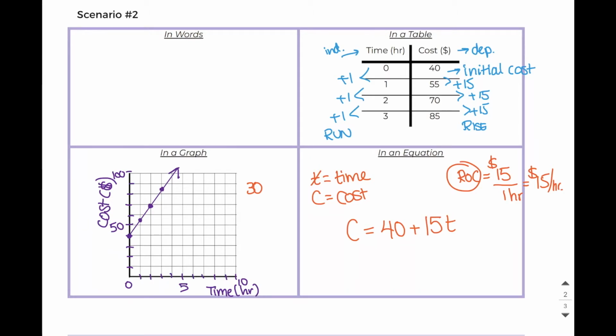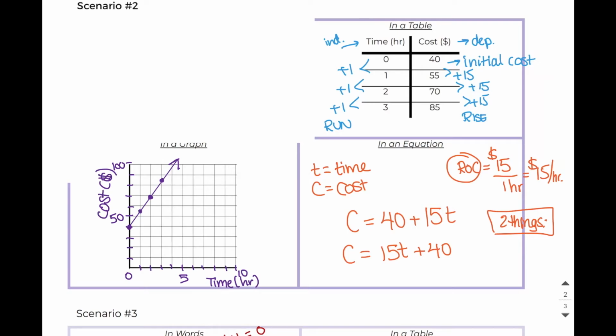If the variables are not defined for you, you can choose whatever letters you like. You also have the option to say the cost is $15 per hour plus an additional $40. And just a reminder that the two things that we need whenever we're trying to find an equation are the rate of change, which we figured out here was 15, as well as the initial value, which here we know is this $40 that we have right here.